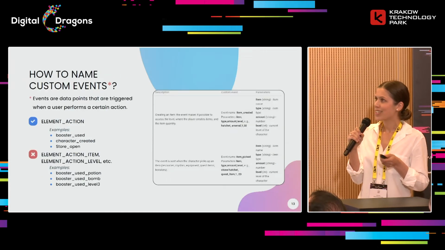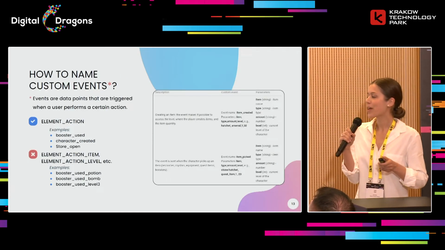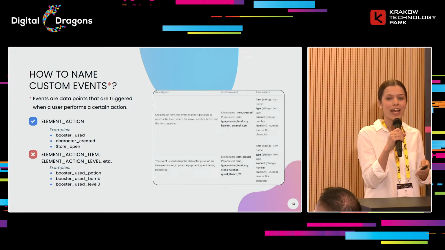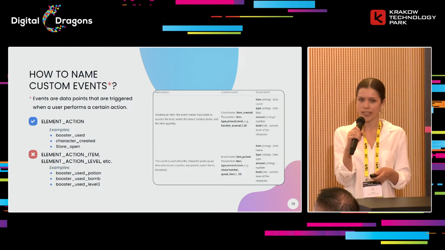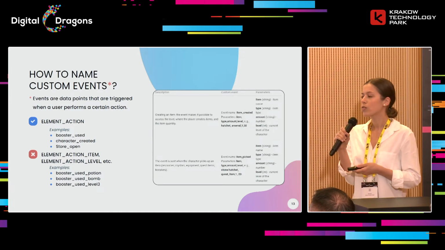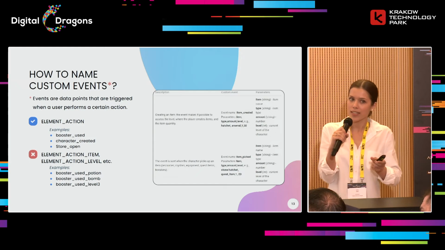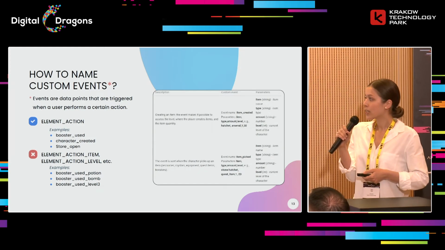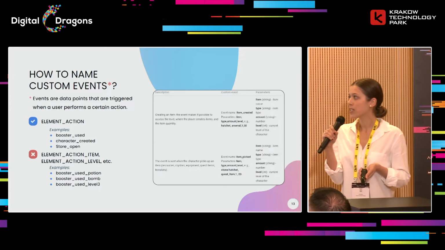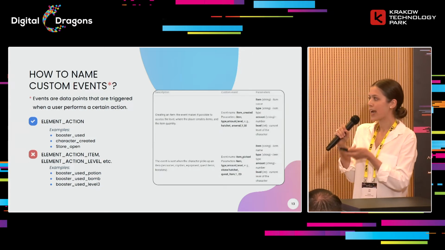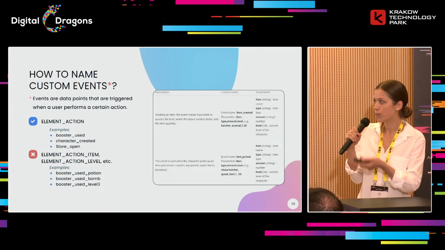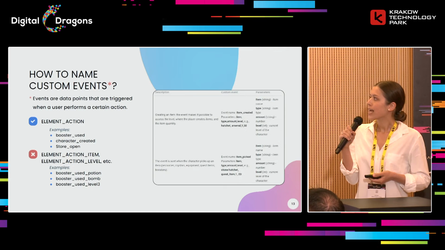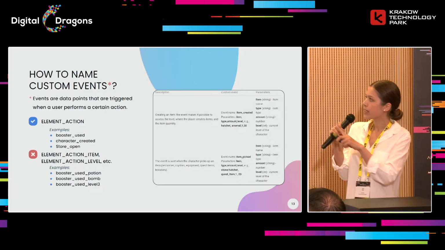All right, now that we have chosen the analytics setup, our next step is to create a scheme or a map of events. Because when we're talking about product analytics, we're talking about event-based analytics. So what is an event? Events are those data points that are triggered when a certain action is performed by a user. And here I can give you a couple of recommendations just from our experience. We recommend naming events like element action, for example, booster used when a booster was used, or store opened when the in-game shop was opened. And also, you can see that each event may have parameters.